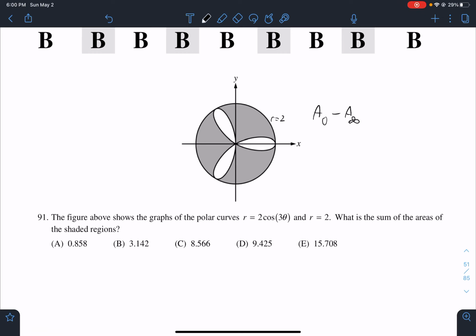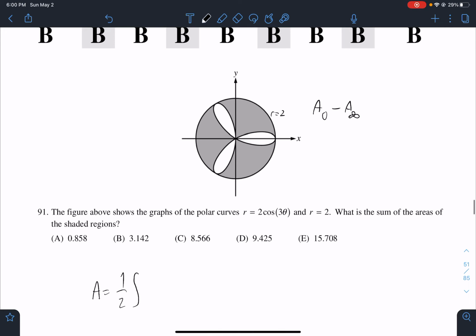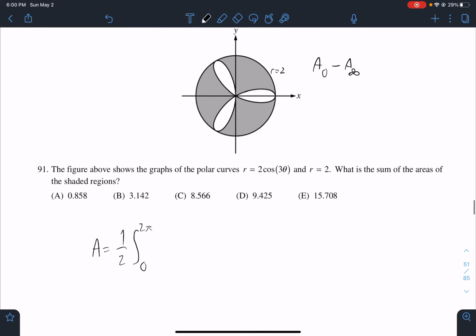And so for the area of the circle, to set up polar area, we do A equals 1/2 the integral. Because this one goes full circle, we're going to do 0 to 2 pi, because we're in radians, of 2 squared d theta. So that's our first part. That's our area of the circle. And now the area of this flower shape.